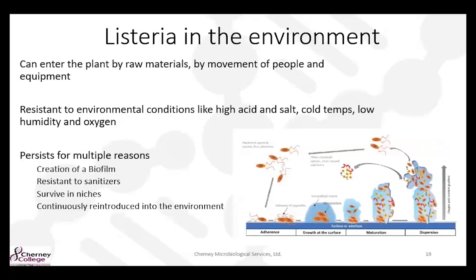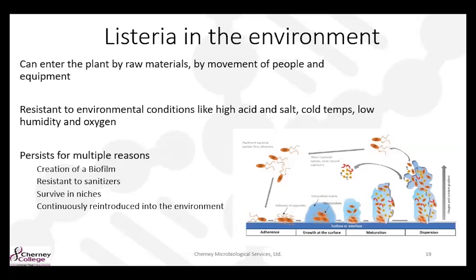So Listeria present in your environment. Listeria can enter the plant by raw materials, by movement of people and different equipment. The Listeria genus is resistant to environmental conditions like high acid and salt, cold temperatures like we just discussed, low humidity and oxygen. So Listeria is able to persist in your environment for multiple reasons. And one of those main reasons being biofilm.